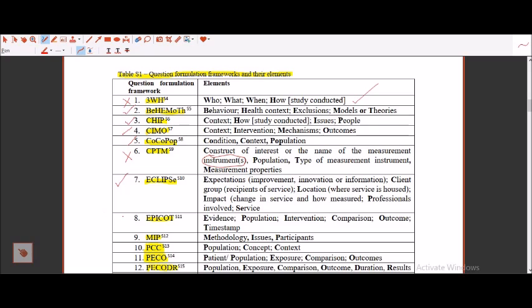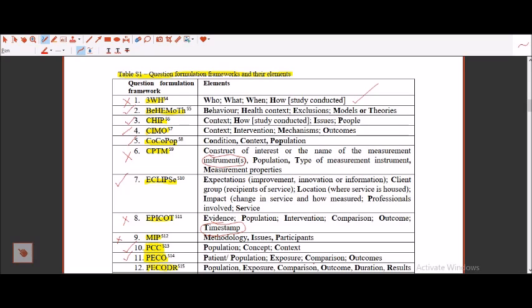However, for the ones that I have not shared yet, I'll also be showcasing the domain later on to understand where they belong. MIP is methodology, issues, and the participants. This I have also not done. PCC, population, concept, and context, this has been taken care of. PICO I have done. This is PECO, not PICO: patient, population, exposure, and comparison.